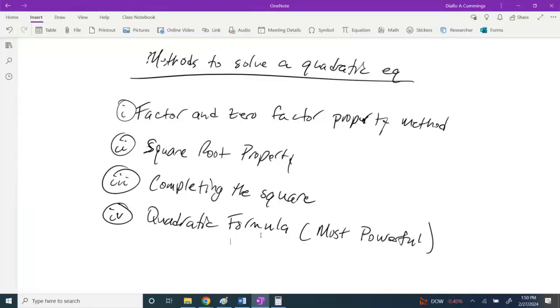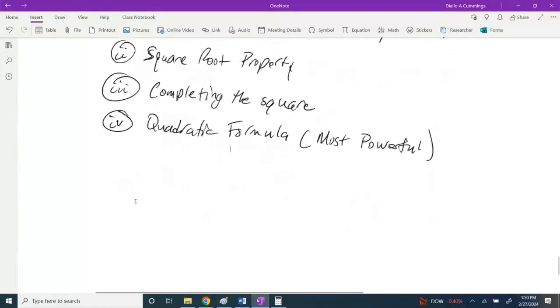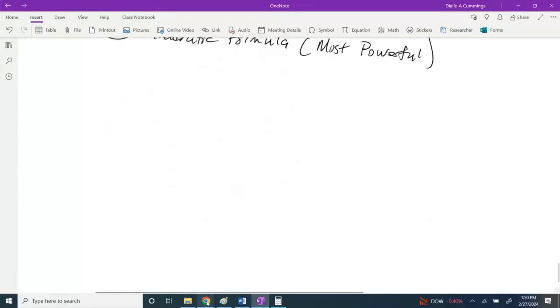And regardless of what the directions tell you, you can always use the quadratic formula. So if the question says factor, and you can't quite factor it, you can use the quadratic formula, and you're going to get the same answer. If it wants you to complete the square, and you can't complete the square, you can always use the quadratic formula. So the quadratic formula is the most powerful thing you can use to solve a quadratic. All right, so let's take a look at these four methods.